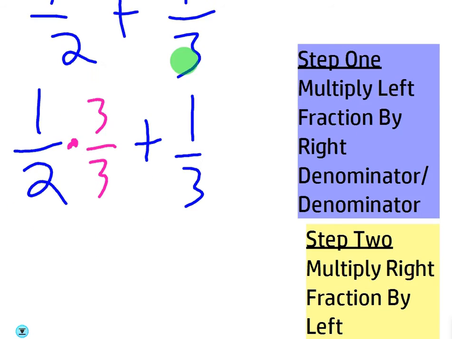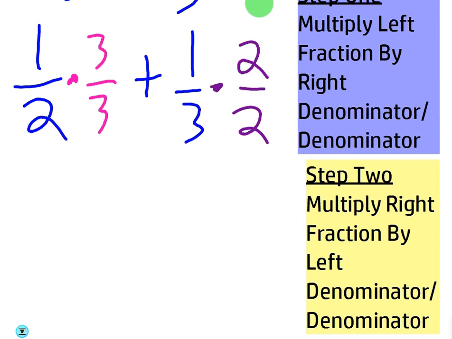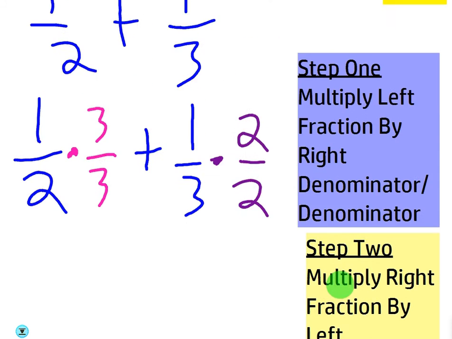Okay, the next step is to take the left denominator, in this case it's 2, and multiply the right fraction by that number. So over here we're going to have 2 over 2. Okay, so that's your step 2. I'll give you guys a second to copy this.